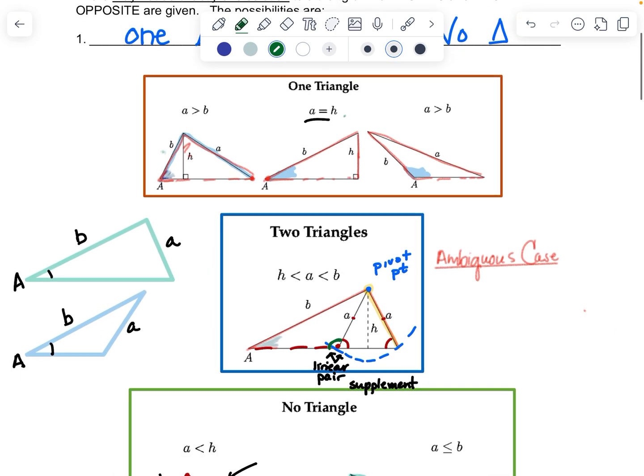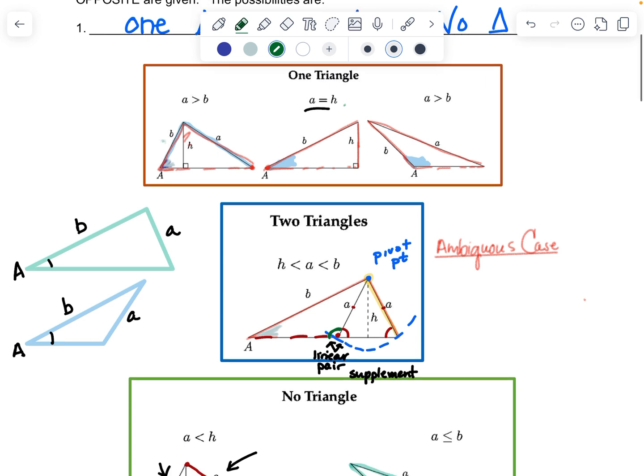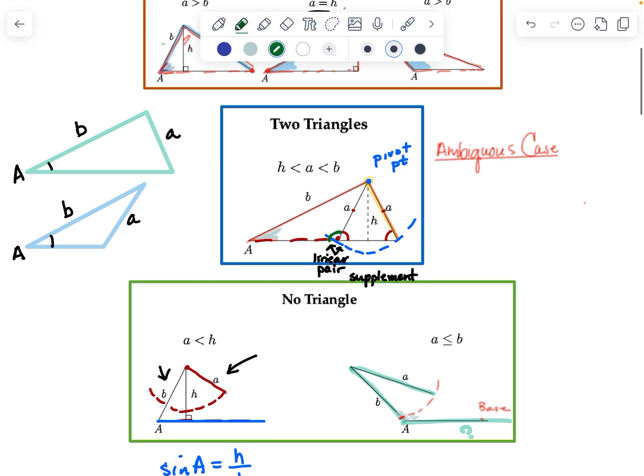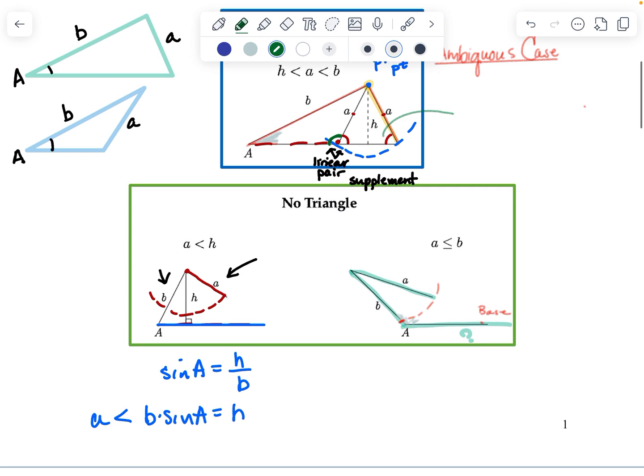Okay, then you've got the two triangle possibility when the height is less than A and that's less than B. So with your fixed angle A, opposite A, you have side A. And you can kind of see what I talked about was a pivot point, that it could be the larger triangle, it could be that smaller triangle that you see to the left. So with that, the ambiguous case, you'll have two possible cases. And the way we do that is we get this red angle that you see here, and then we see, can we use the supplement to it with that linear pair as an angle as well? So that's what we try out.